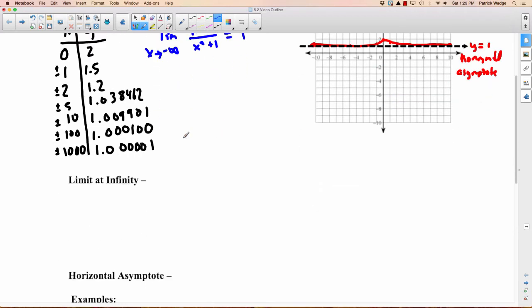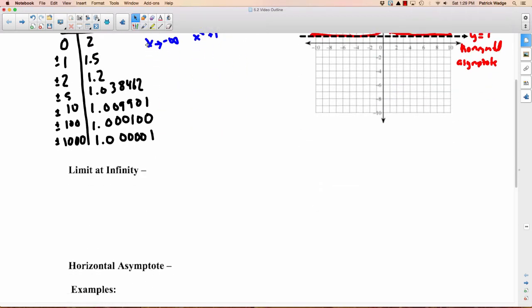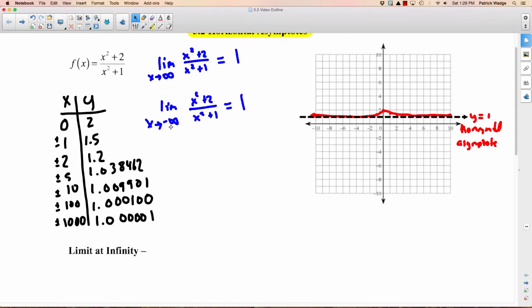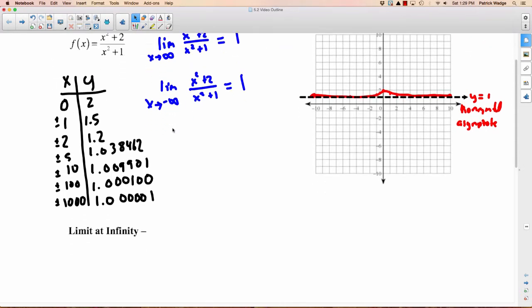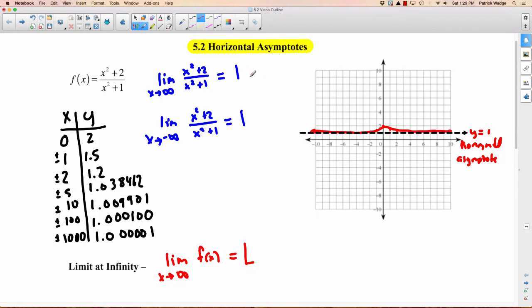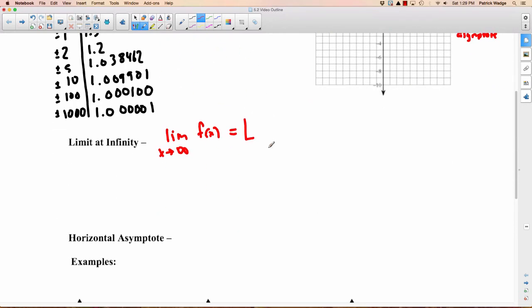So what these are called are limits at infinity. Hopefully that makes sense, because you're going out to infinity or to negative infinity and seeing what the limit is. The way this is written, just as I did above, is the limit of some function as x approaches infinity is equal to L. In this case, L was 1, but it could certainly be something different than that.